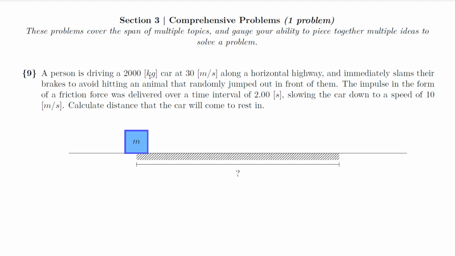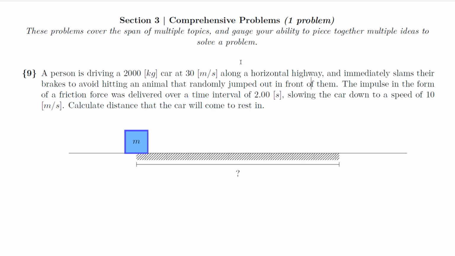So on this problem right here, you have a person driving a 2,000 kilogram car at 30 meters per second along a horizontal highway and immediately slams their brakes to avoid hitting an animal that randomly jumped out in front of them. The impulse, in the form of a friction force, was delivered over a time interval of 2 seconds, slowing the car down to a speed of 10 meters per second. Calculate the distance that the car will come to rest in.